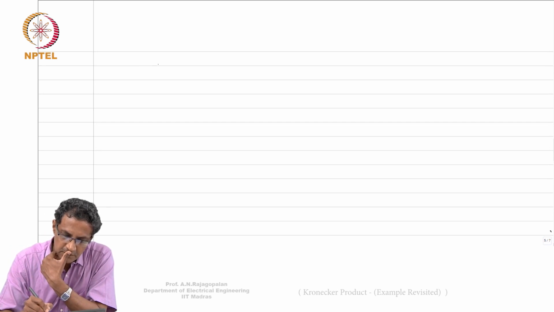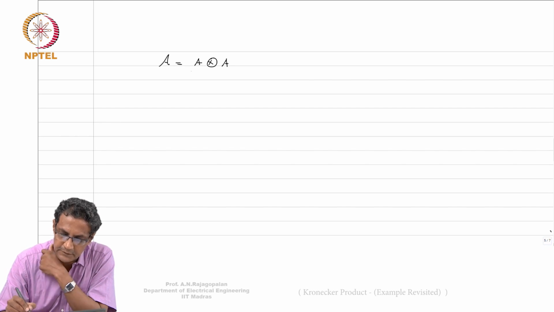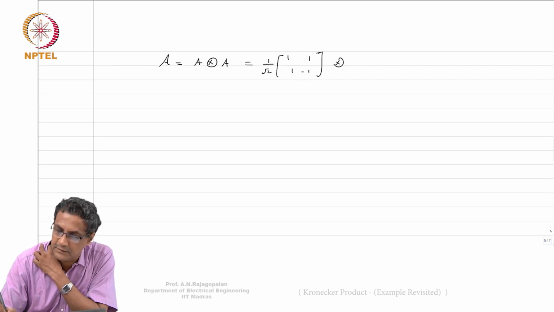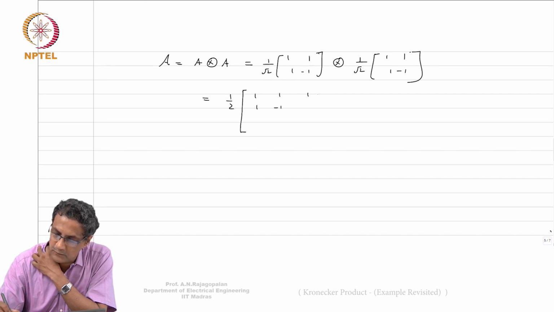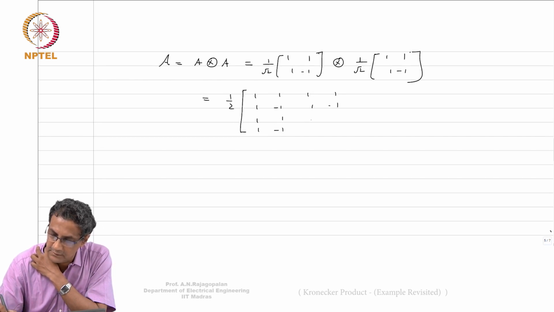Let's write down script A first. Script A is A Kronecker A. So what do you have? 1 by root 2 times 1, 1, 1, minus 1, take the Kronecker with 1 by root 2 times 1, 1, 1, minus 1. Then you will get 1 by 2 times: 1, 1, 1, minus 1, 1, 1, 1, minus 1, 1, 1, 1, minus 1, minus 1, minus 1, minus 1, 1.